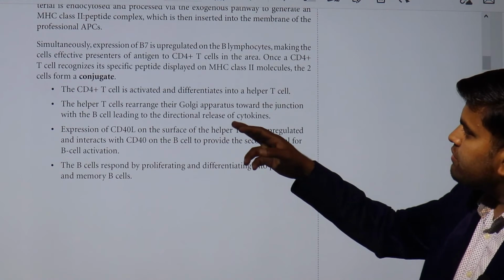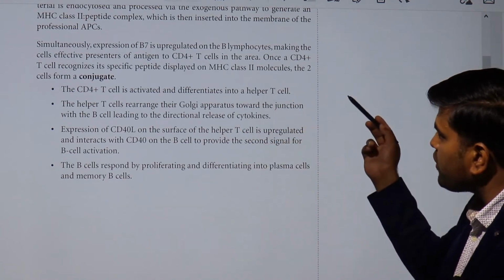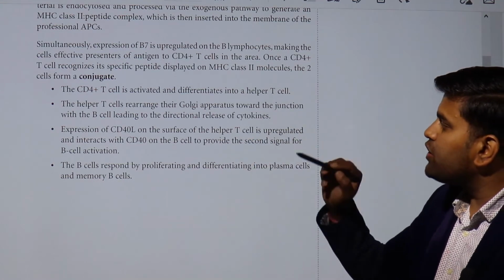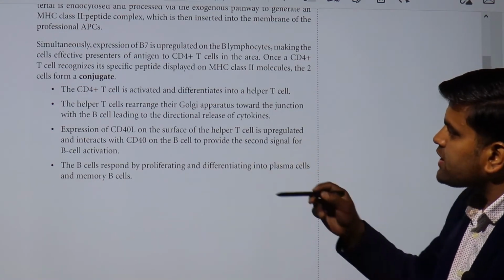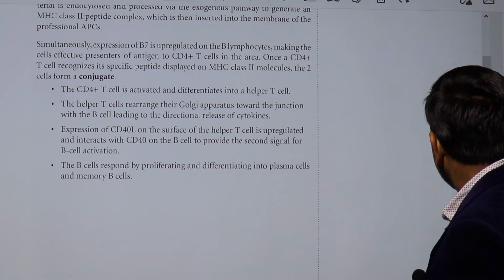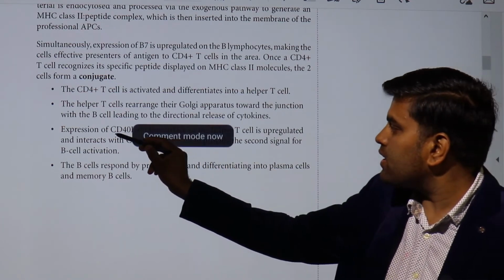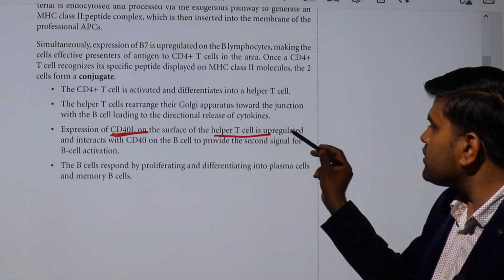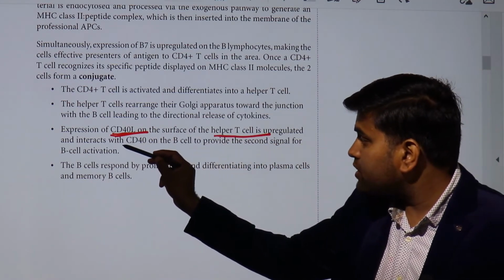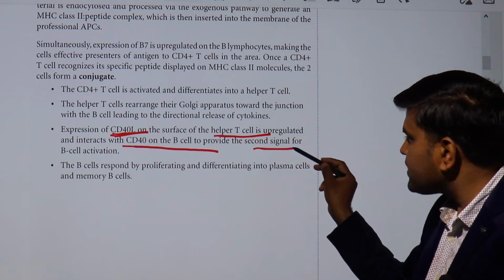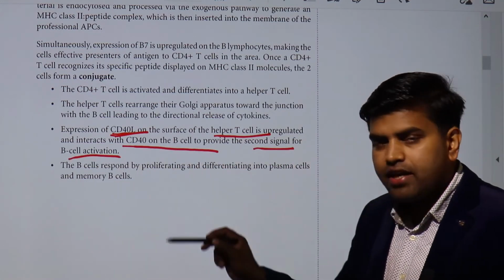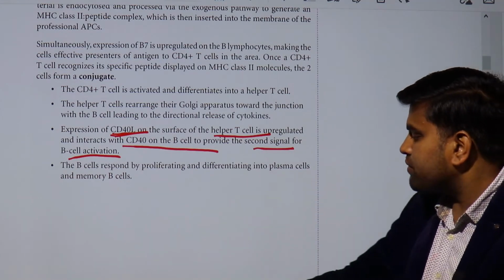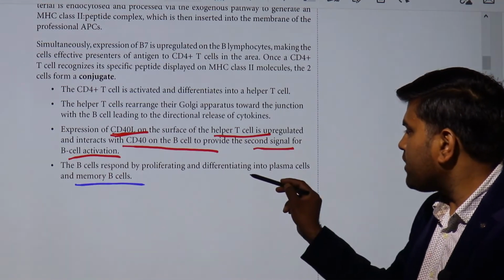So talking about the CD4 T cell: it is activated and differentiated into a helper T cell. The helper T cell arranges the Golgi apparatus towards the junction with the B cell, leading to the directional release of the cytokine. Expression of CD40 and CD40L, that is CD40 ligand, on the surface of the helper T cell is upregulated and then interacts with CD40 on the B cell to provide the second signal for B cell activation. Now they are activating back the B cell. The B cell responds by proliferating and differentiating into the plasma cell and the memory cell.